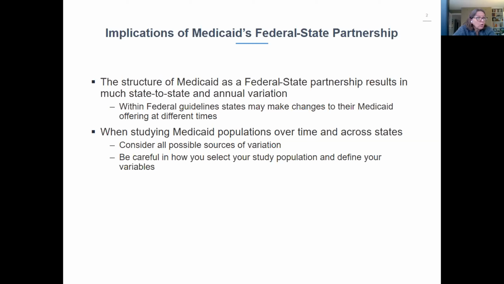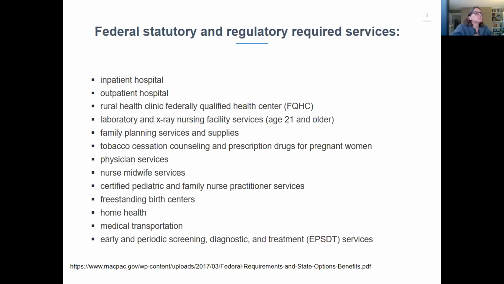So what we're going to talk about a little bit today is much more conceptual: how do you consider all the sources of variation and how do you select your population and define your variables so that you can be relatively confident in what you're seeing. This can be comparing two states, or comparing a single state over time, or some combination of things.